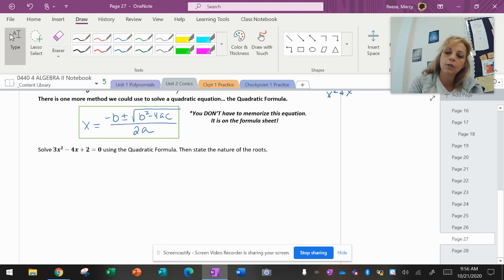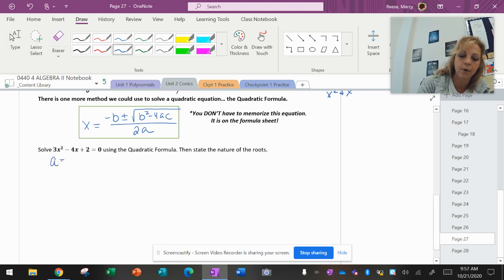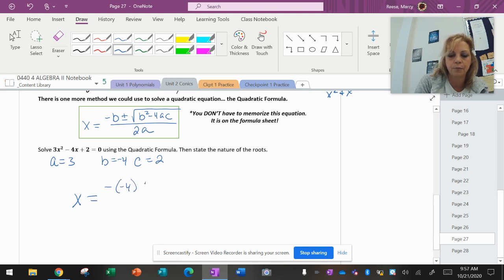Okay, so when I do the quadratic formula, we have to define what A is, what B is, and what C is. A is 3, B is negative 4, and C is 2. And then literally just plug them in. So I put in negative 4 wherever there's a B. So negative 4 squared minus 4 times A, which is 3, times C, which is 2, all over 2 times 3.